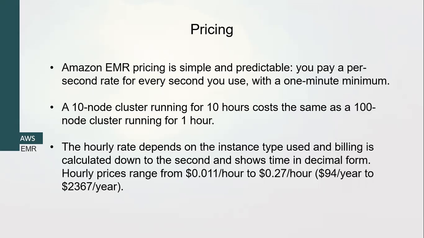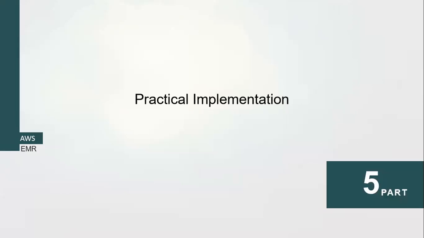and how your billing is actually calculated. We can see the billing is calculated to the second and it is shown in decimal form. Mostly the range is between $0.011 per hour to $0.27 per hour. So it is very cheap as compared to other services and other platforms. Now I'm going to show you the practical implementation.